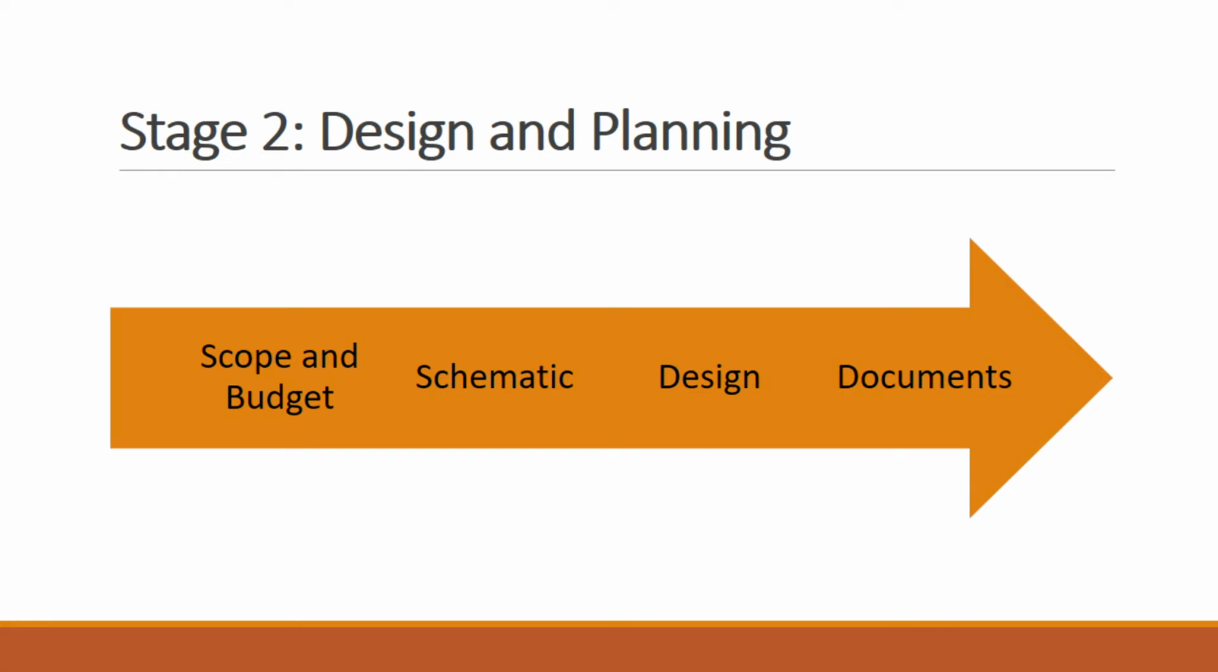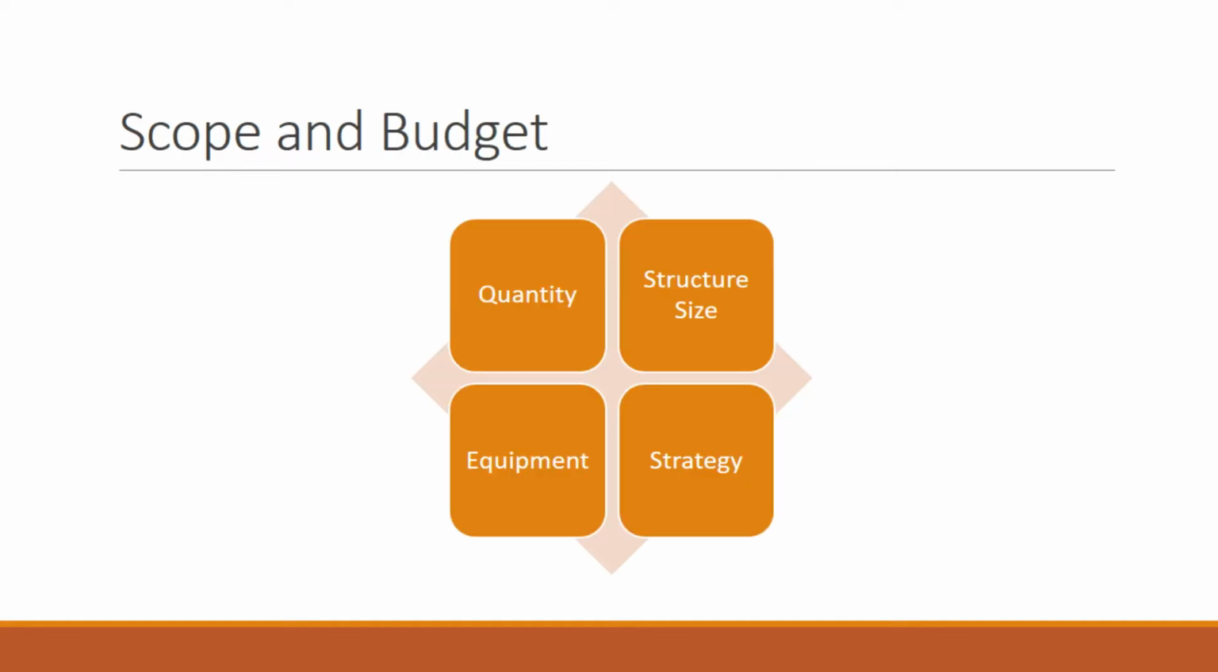So stage 2, we have design and planning. In this stage, we have 4 subphases. These subphases may be merged as necessary for minor projects. However, mid-size and large projects are usually going to have 4 separate subphases. And they're the scope and budget, schematic, design, and documents.